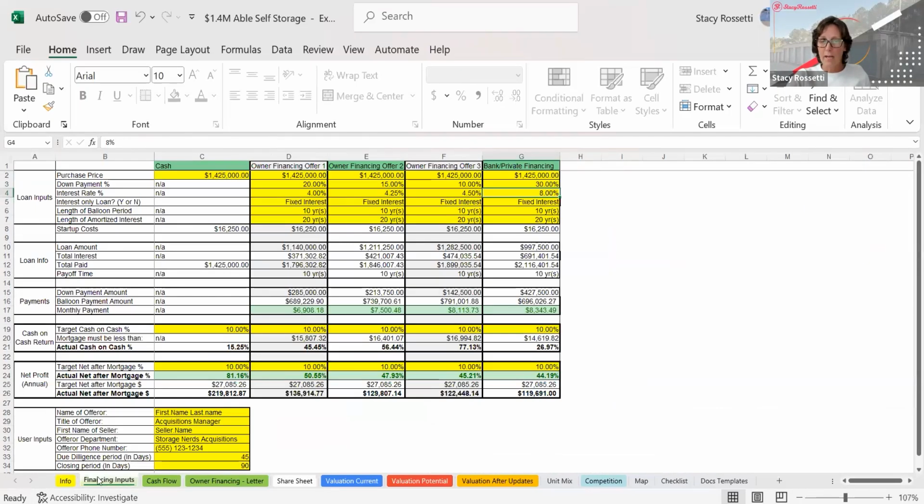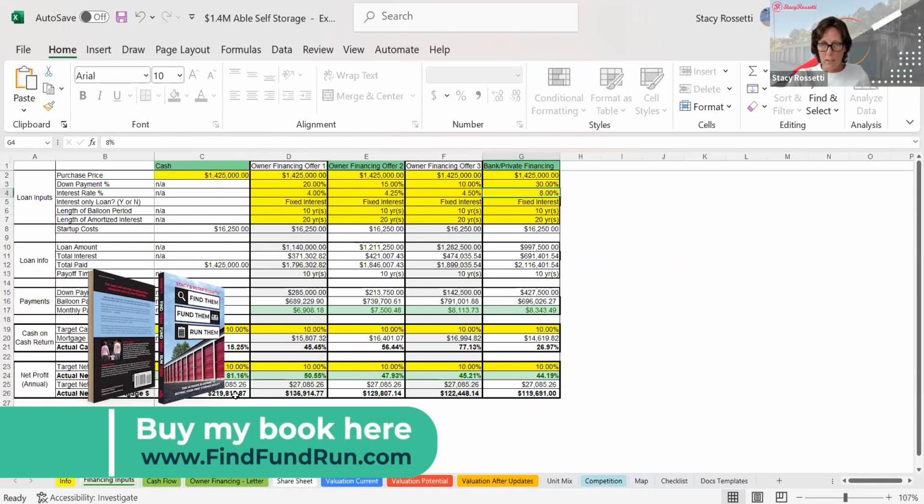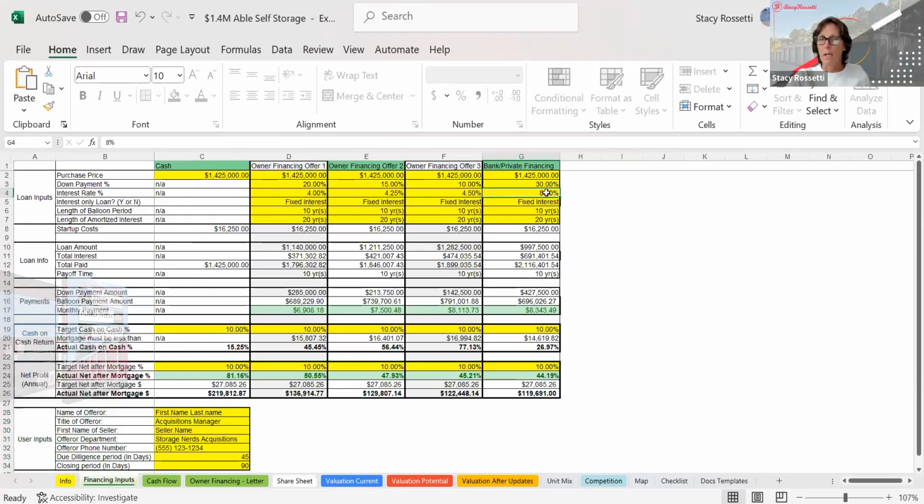So we have the financing inputs tab. This is where you add your financing inputs and you get to run your numbers in 5 different scenarios. So we always do a cash offer. We do some seller financing or creative deal structures right here. And then we do a bank or private lending here. But really, these 4 terms are really the same structure. It's the same exact thing, just copied 4 times. So you can run your numbers in 4 different financing structure ways, is what I'm saying.